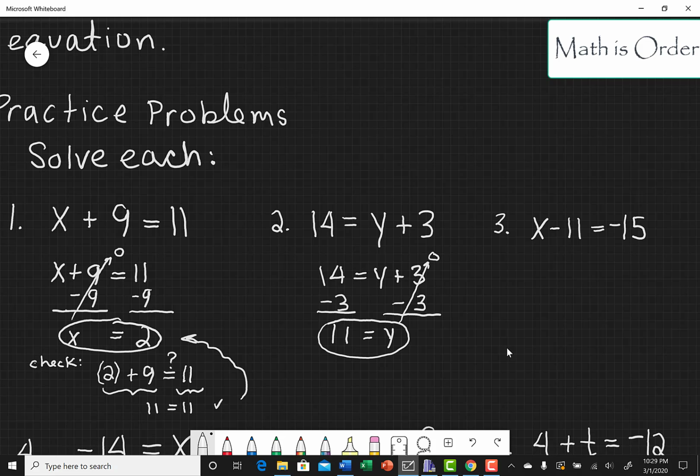Moving on to number 3. Here we have, I'm going to rewrite the question again. X minus 11 equal negative 15. Okay, here we got to get x by itself. So now we have to get rid of that negative 11. If we can do that, then x will be by itself. So how to get rid of that negative 11? Do the opposite, which is add 11.